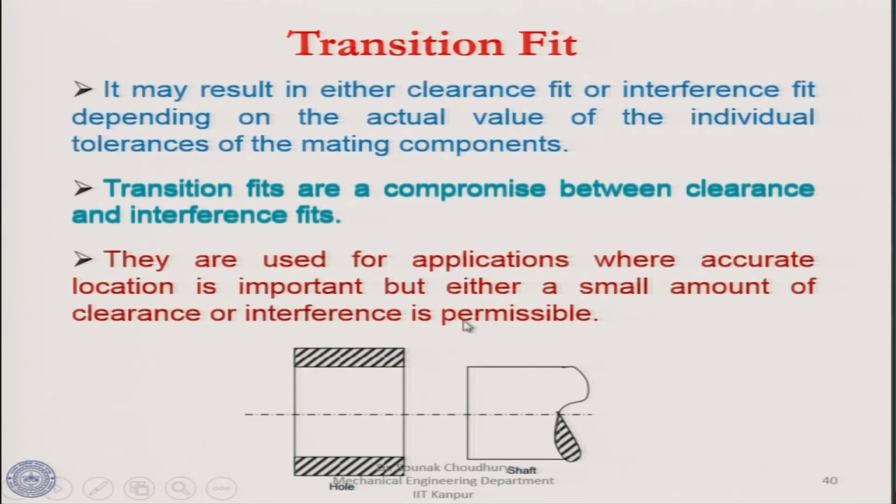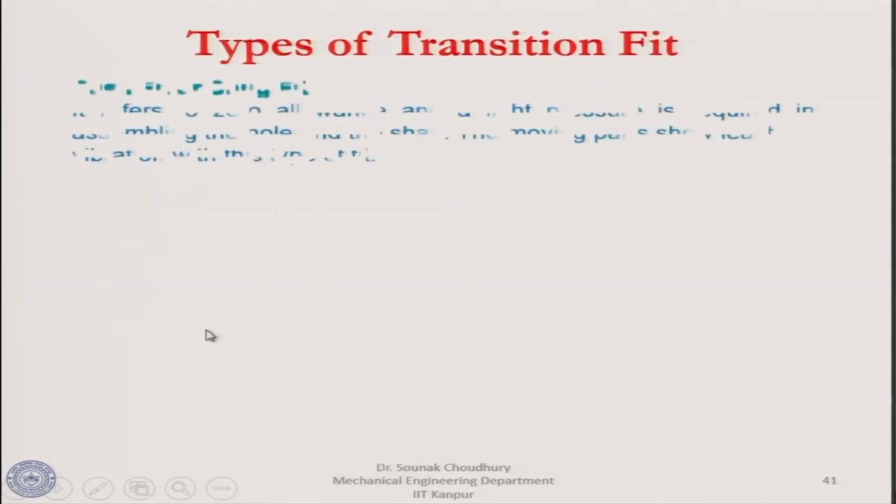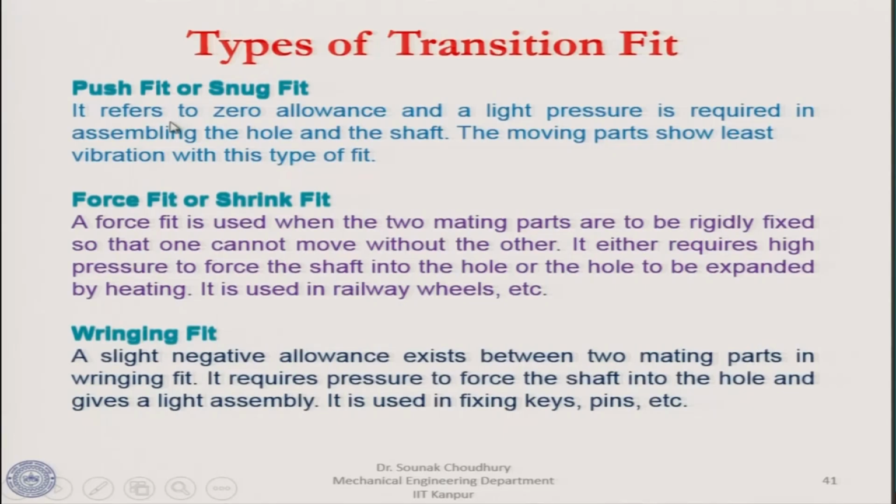Location has to be very accurate, but either a small amount of clearance or interference is permissible. That is what it is telling. Now, the types of transition fit can be push fit or snug fit, force fit or shrink fit, or ringing fit. So, these are the various types, but all of them are transition fit, depending on the level of the transition in each of them.